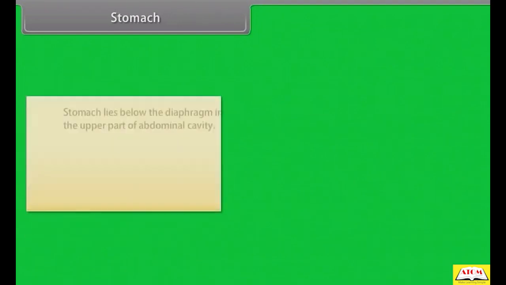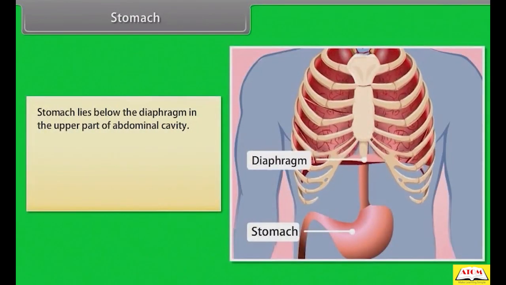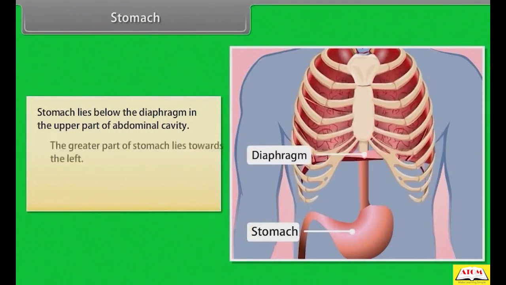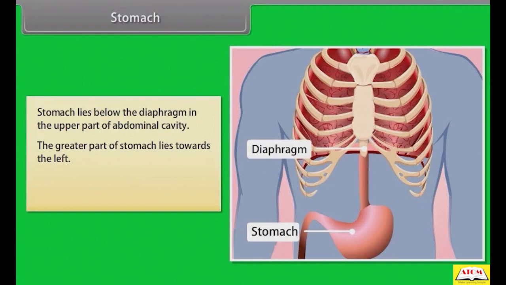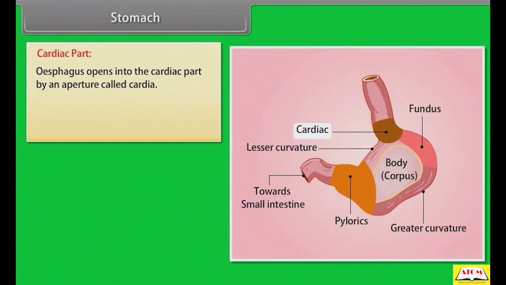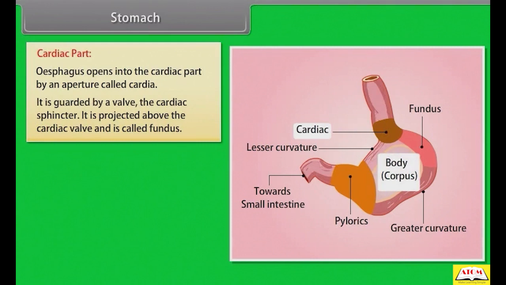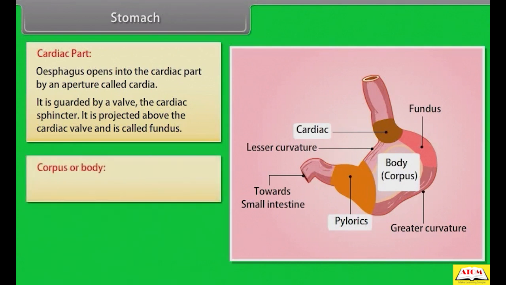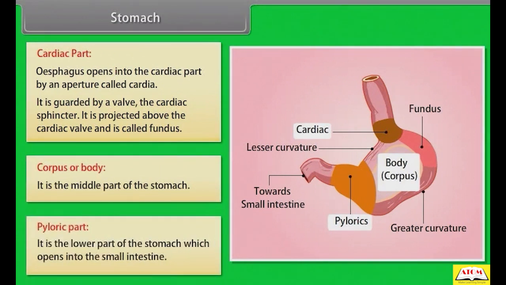Stomach. The stomach lies below the diaphragm in the upper part of the abdominal cavity. The greater part of the stomach lies towards the left. The stomach can be divided into the following parts. Cardiac part. The esophagus opens into the cardiac part by an aperture called cardia. It is guarded by a valve, the cardiac sphincter. The part projected above the cardiac valve is called fundus. Corpus or body. It is the middle part of the stomach. Pyloric part. It is the lower part of the stomach which opens into the small intestine.